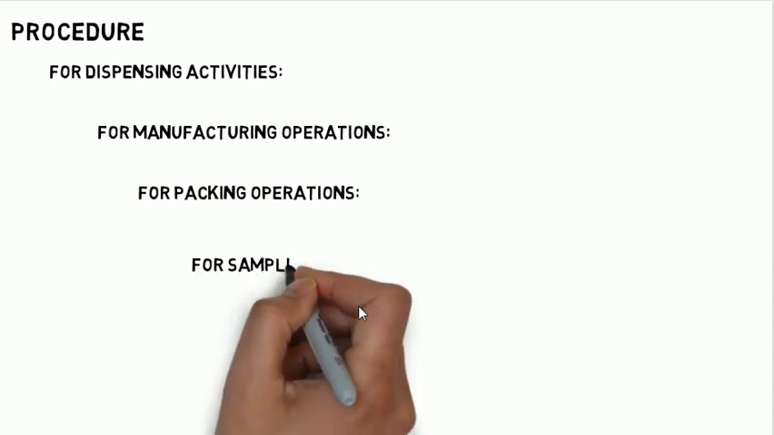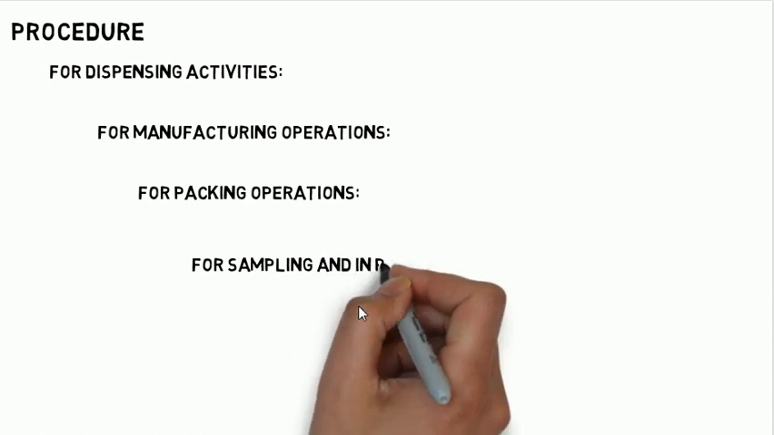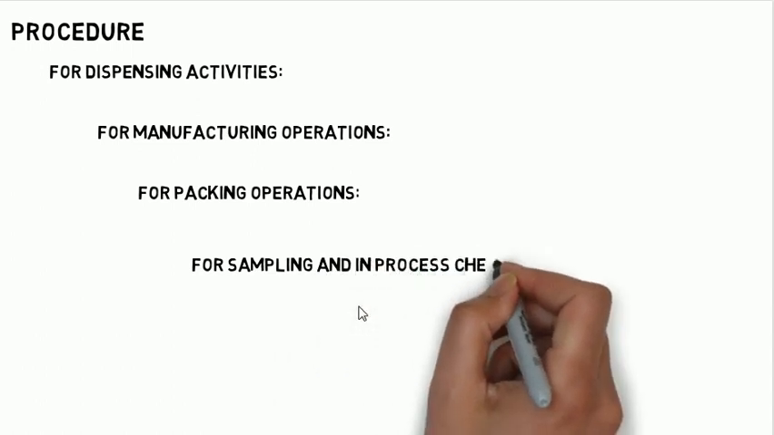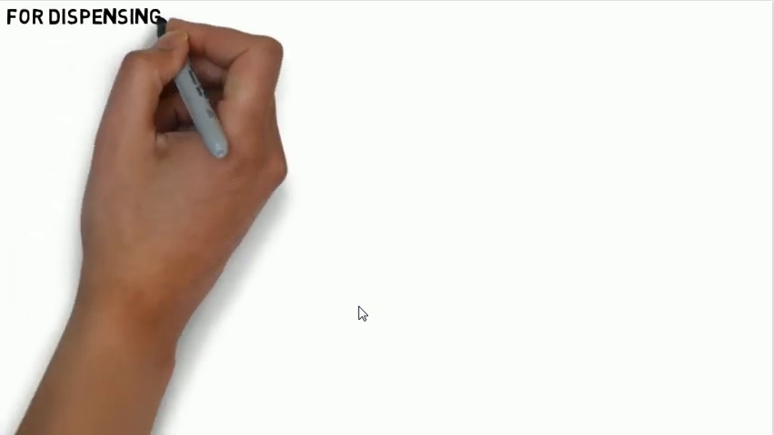Clearance of dispensing area, manufacturing area and packaging area for startup of new product or batch dispensing, manufacturing and packing operation, in-process checks and sampling procedures. Procedure: line clearance activity for dispensing activities.